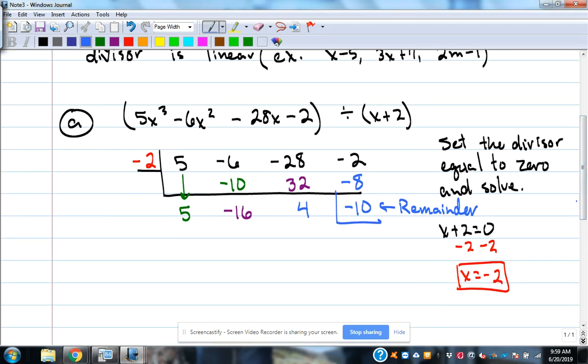When you do synthetic division, it always takes the polynomial you divide into and reduces its power by 1. So we started with an x cubed problem. When we do synthetic division by a linear divisor, it's going to take it from an x cubed to an x squared. So what you do then is you just take these numbers and you put them in front of an x squared minus 16x plus 4, and then plus -10 over x plus 2.